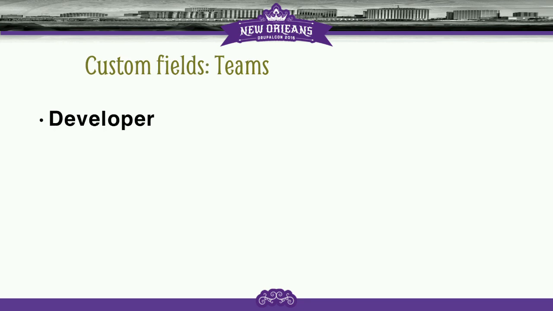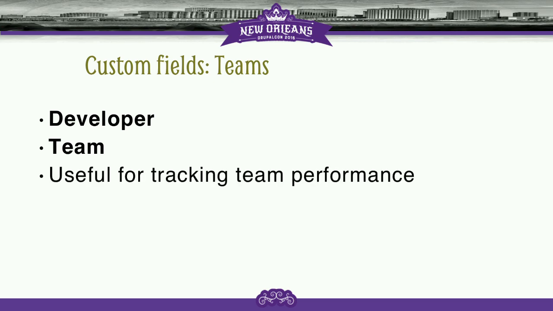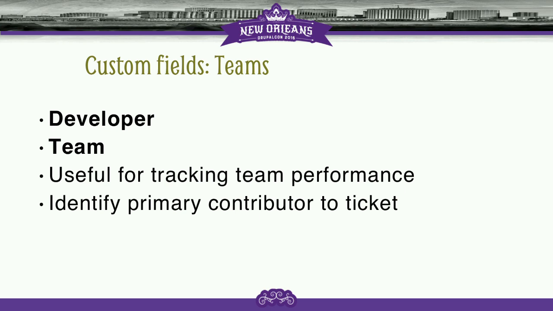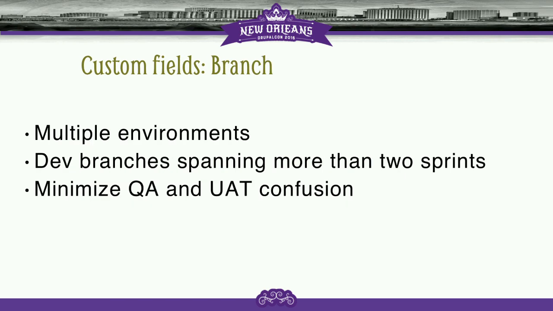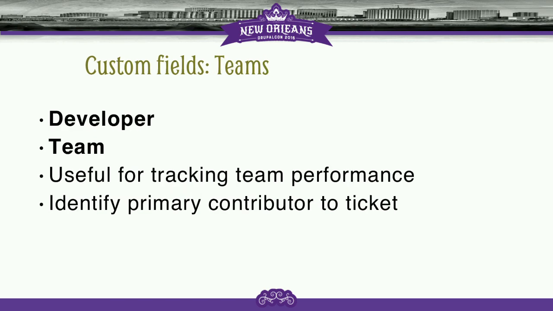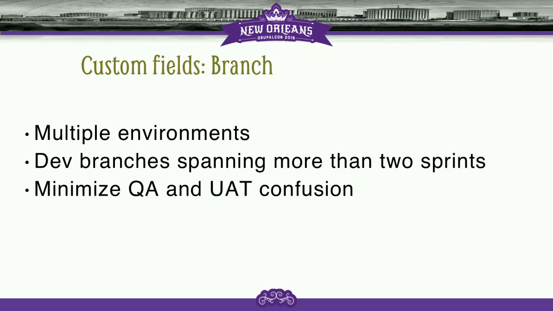Next thing, add some custom fields. Developer and team, those are not out of the box if you don't have them already. Make it a user and a select list so that you can identify who is working on the ticket. Was it a specific developer, is it a specific team, team A, team B? You can also go back and do reporting and see what the developers have been working on in previous sprints. Maybe they need to rotate their work. They've been doing all front-end work. They need to do some back-end for practice. This is a way to keep track of that.